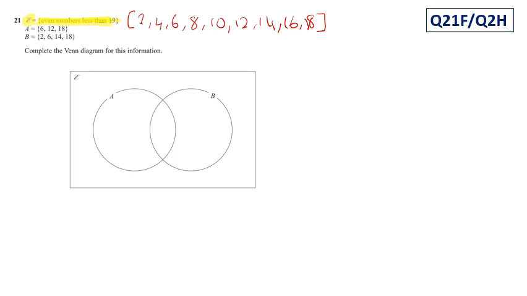If we move to the next line, we're told that in set A, we have these three elements, 6, 12, and 18.